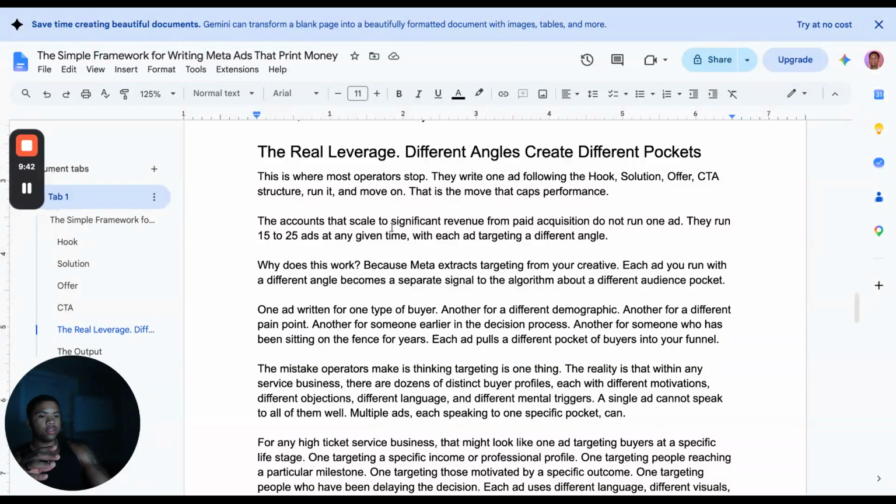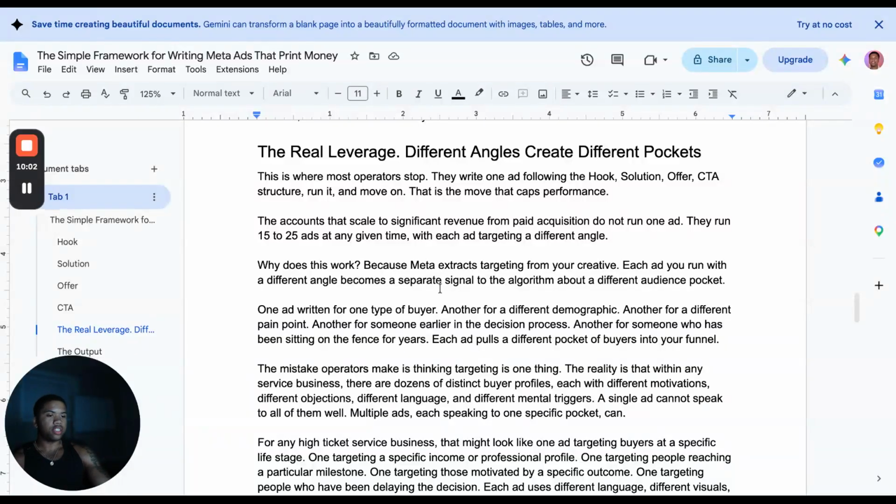Okay, so the accounts that are scaling to significant revenue from paid acquisition are not just running one singular ad. It's crazy how many times I see just one ad running in their ad library. You need to have 15 to 25 creatives going at any time, and each of these creatives is doing its own targeting to a different angle.